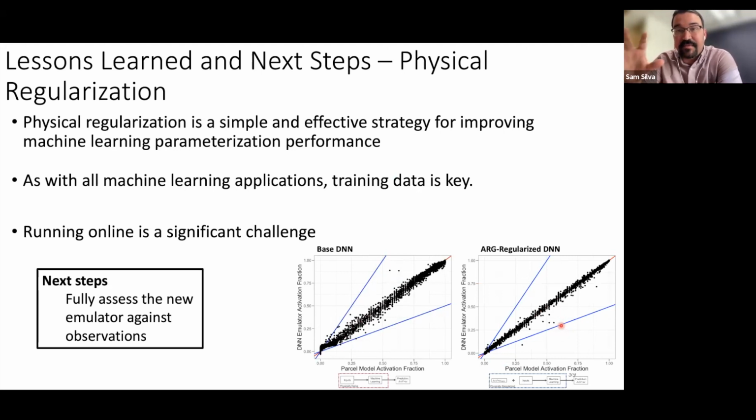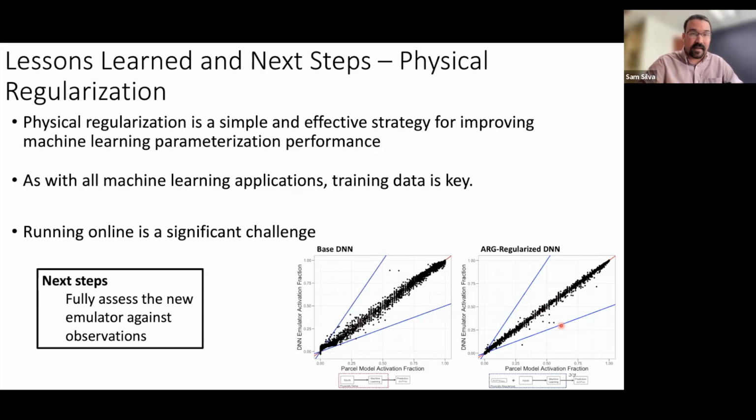And so the big lessons learned, I think, from this approach so far are that these physical regularization approaches are a simple and effective strategy for improving machine learning parameterization performance. And so if you have an existing parameterization or existing method in your Earth system model that you want to improve upon, maybe removing the entire thing and replacing it with a neural network is not the best approach. And instead, using a small neural network or a small machine learning method to actually just bias correct can be a better approach. And this is something that, of course, other people have found in various nudging studies. The Allen Institute folks, for example, have found similar results.